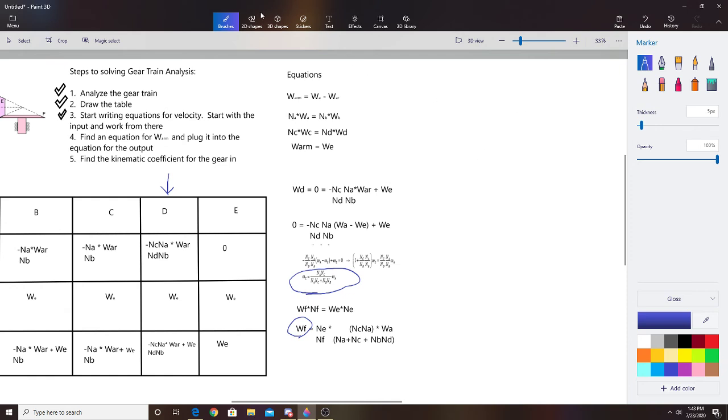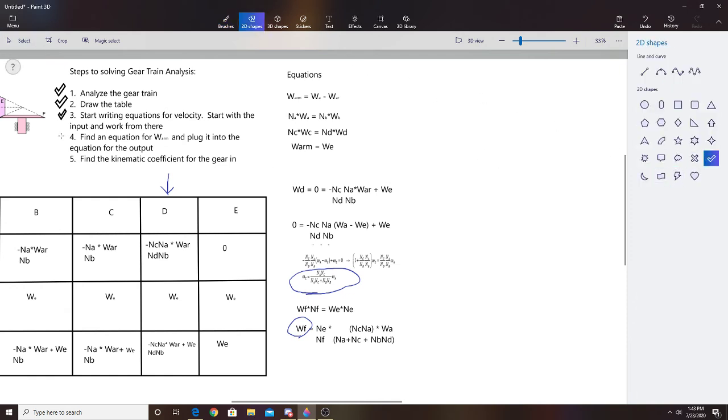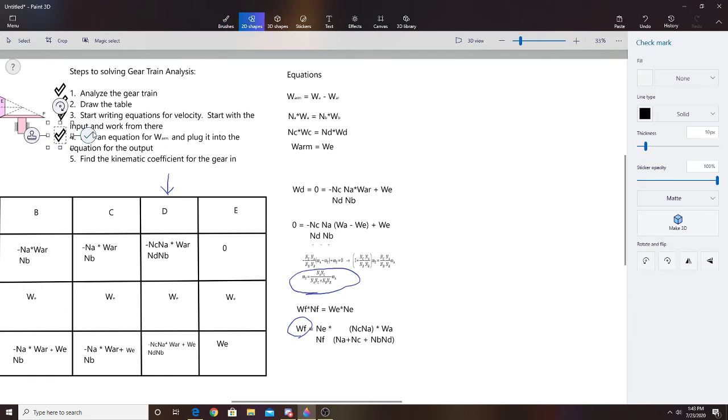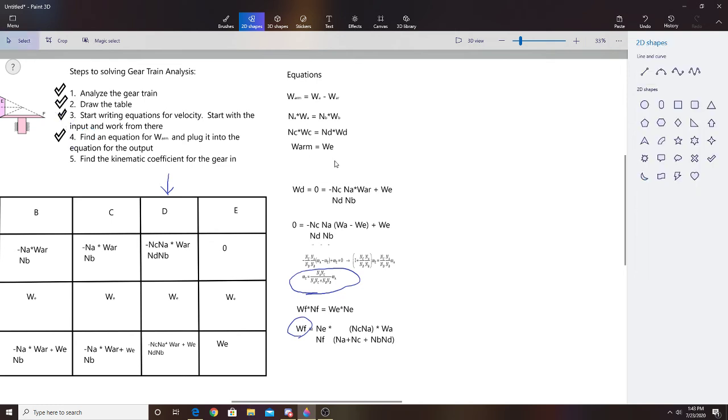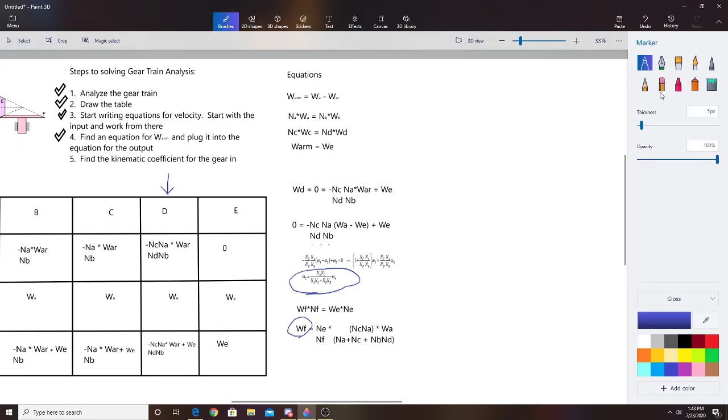All right, so let me go ahead and update where we were at. So we were here. So find an equation. We did find that. I forgot to do it when we did it. So this is what we did. We found an equation for WE and we plugged it into the equation for the output. So we have completed it right here. Congrats, guys. We did it.